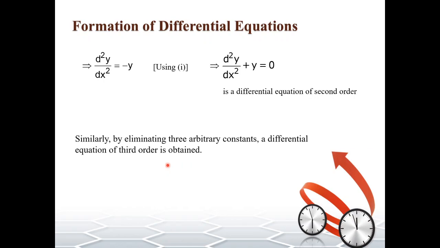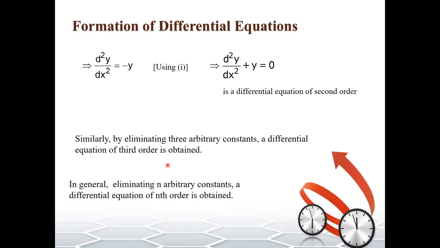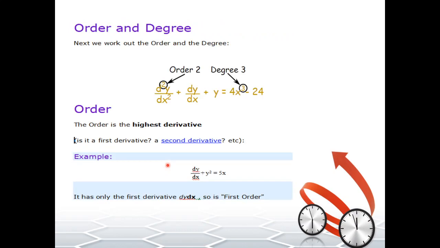This differential equation is of order 2. Similarly, by eliminating 3 arbitrary constants, your differential equation will be of third order. Similarly, in general, if I have n arbitrary constants, the differential equation generated will be of nth order. Now what I was talking about is the order and degree of the differential equation.